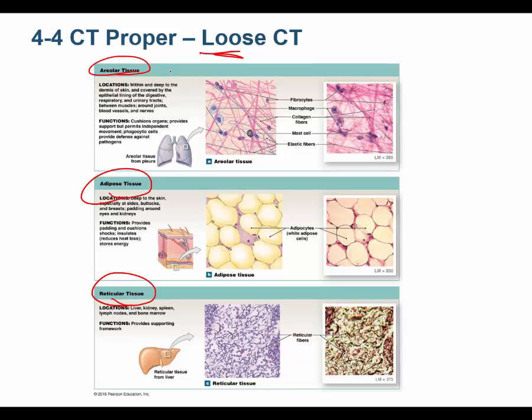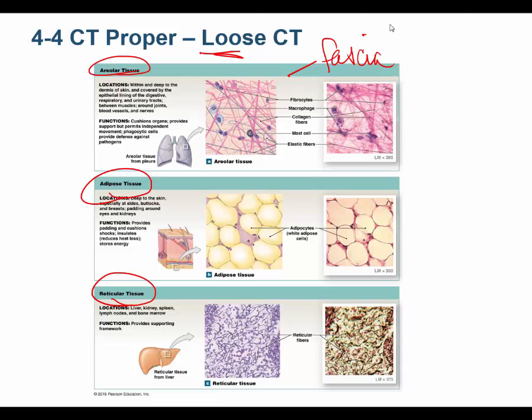Areolar is found everywhere. First of all, it's found in the dermis of the skin. It's found in the basement membrane. It's found in and around joints. It's found between muscles as fascia. It's just found everywhere. Loose areolar connective tissue is found all over the place.